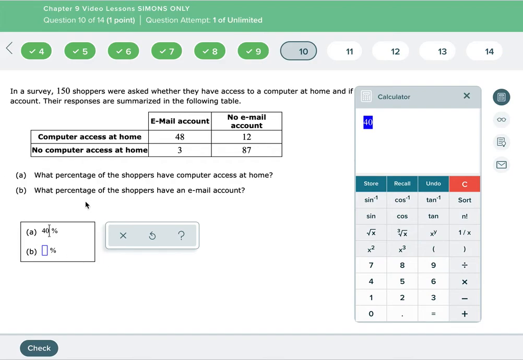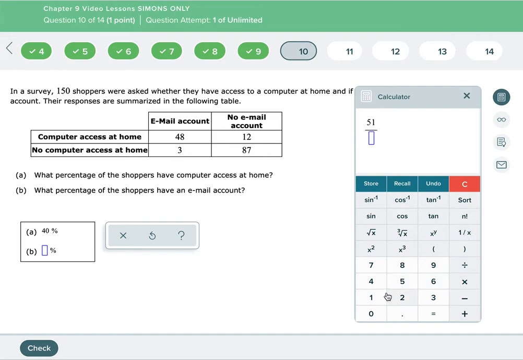All right, letter B. What percentage of the shoppers have an email account? These are all the people who have an email account. You've got 48 people right here, and you've got 3 people right there. So the total number of people who have an email account is 48 plus 3, so 51 people have an email account. But it's what percentage of the shoppers? So how many of these 150? It's 51 out of 150.